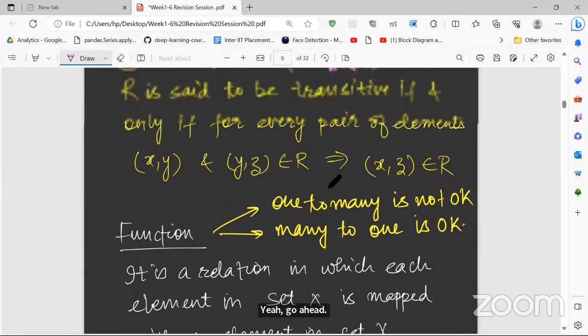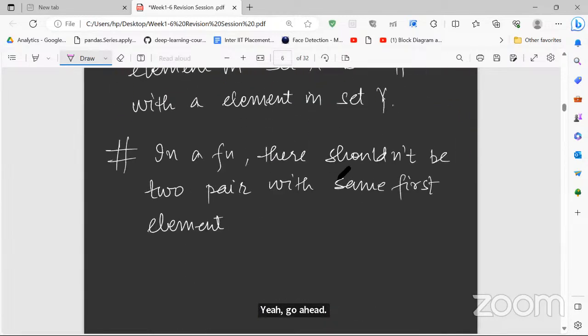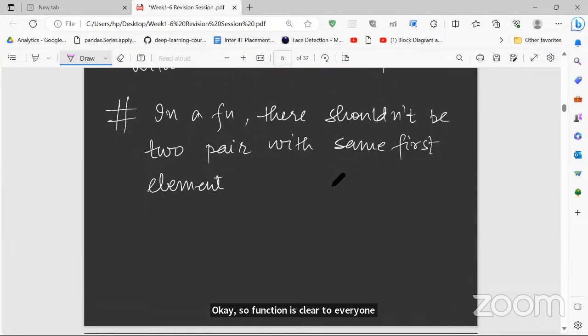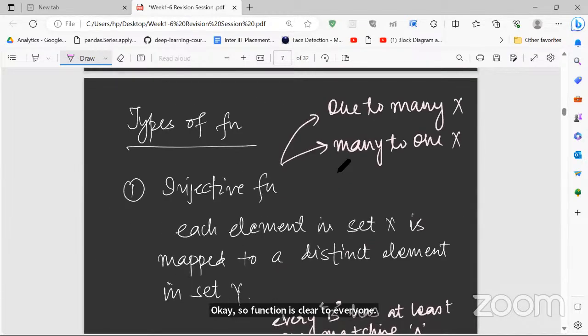So function is clear to everyone? Yes, sir. Okay, let's come to the types of function. Go ahead, what's your doubt? Sir, I didn't have any doubt. I said yes to proceed. Okay.